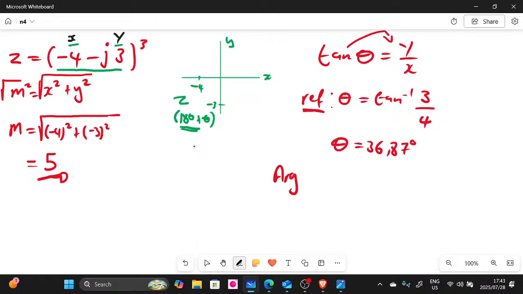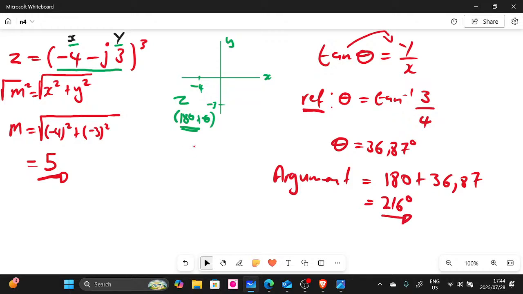So the argument is actually, how do we represent the third quadrant? It's 180 plus our argument, which is going to be 36.87, and that is going to give us, how much is it, guys? 180 plus 36.87. So this is going to give us 216.87 degrees. Do you guys see? So this here is our argument.